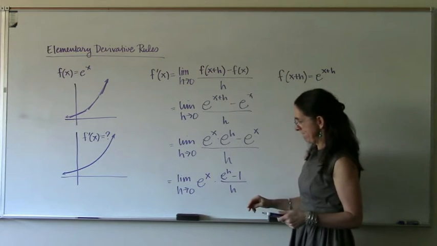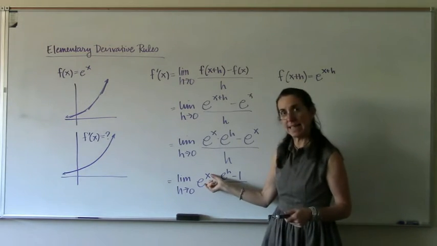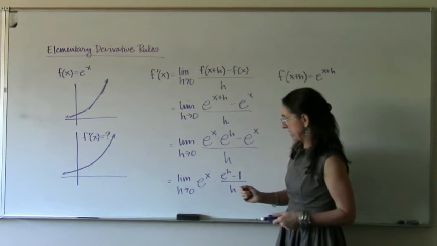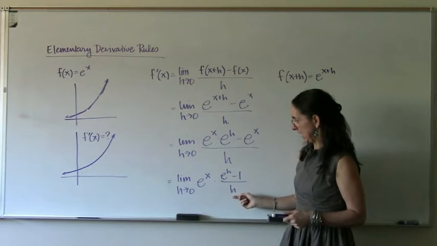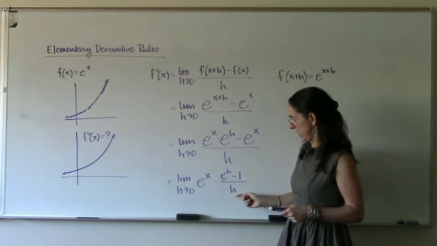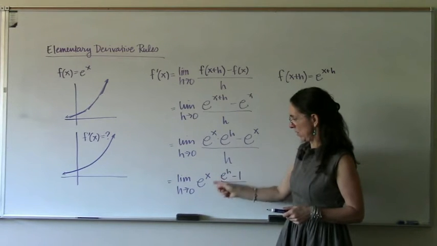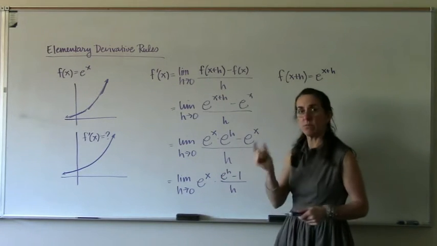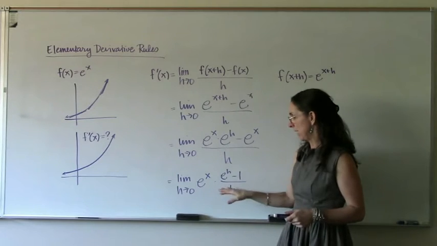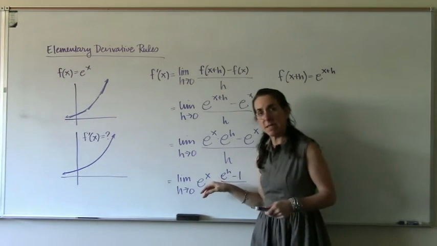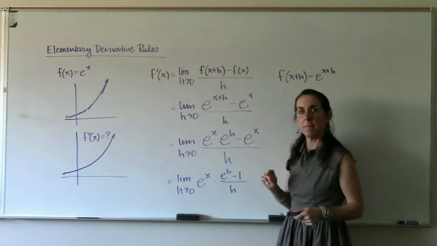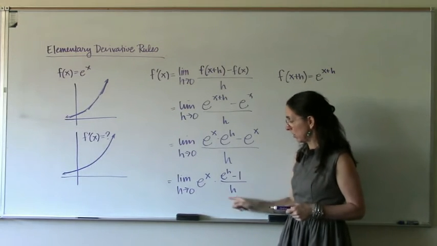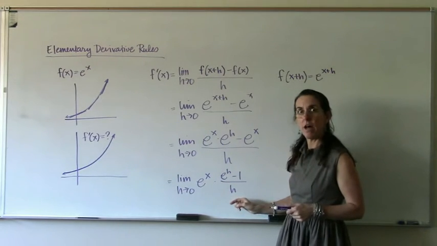So I was able to get the e to the x out of there, but I still am not able to plug in h equal to 0. So I need to know what this is equal to when h gets really small. I don't think algebraically I'm going to be able to do anything with this, but I can check out the values of this thing on the calculator.